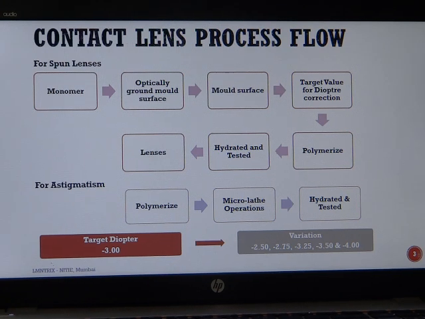For astigmatism, there is a slight change in the process. After the polymerization, microlathe operations are done, and after that a similar process carries on. The target diopter is minus 3.0, and we can see that the variation occurs from minus 2.5 to minus 2.7, and it goes on to minus 4.0.